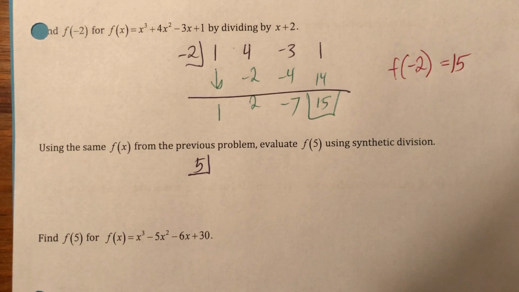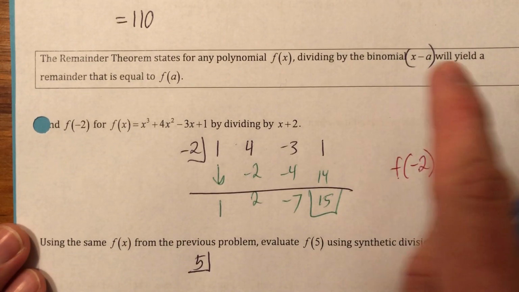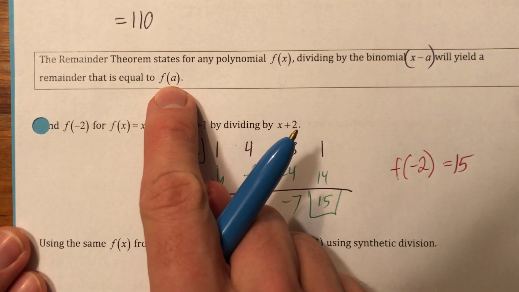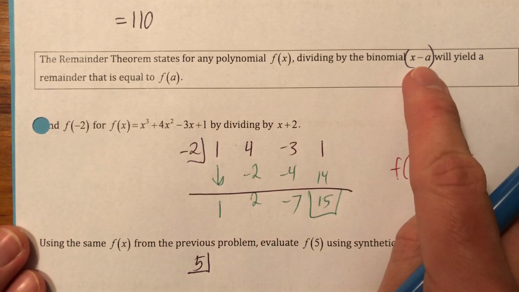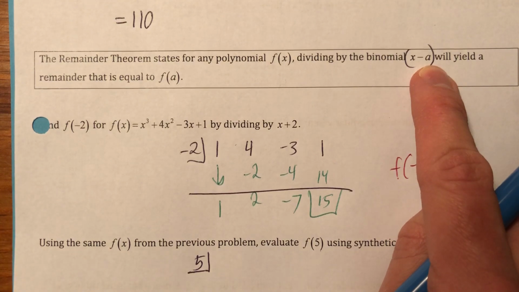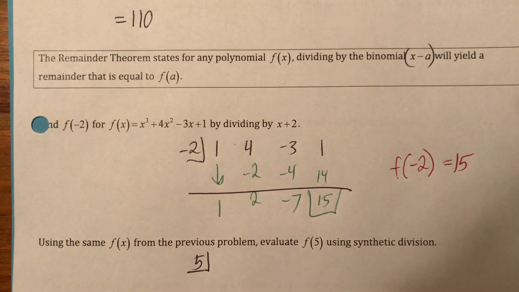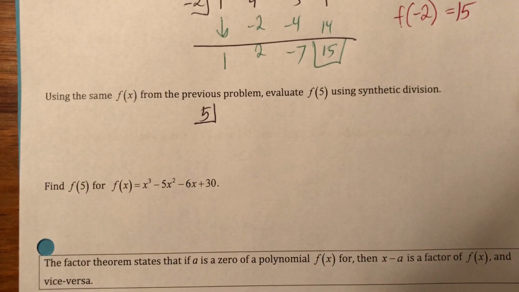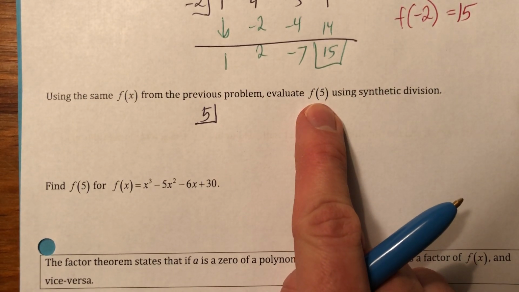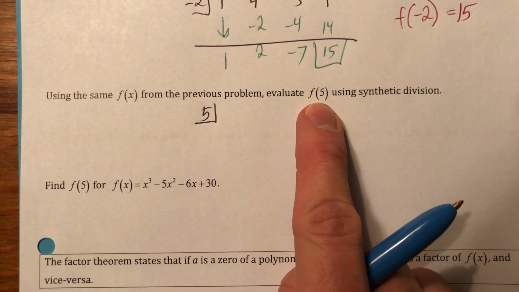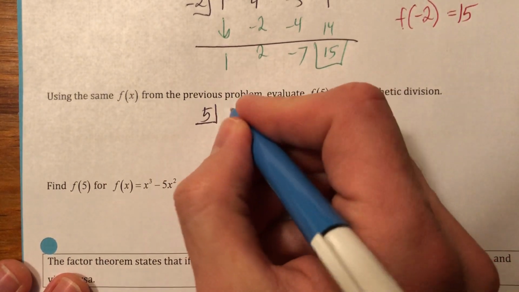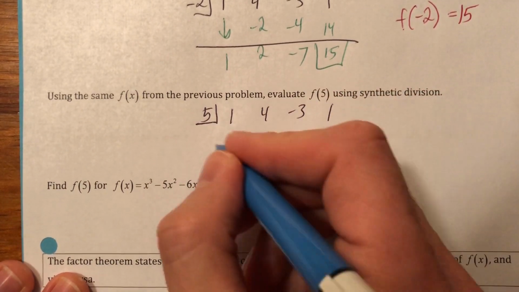Okay, and we change between the two, and I don't want you to get confused because sometimes I could evaluate it at a, or I could talk about dividing by x minus a, when the opposite of that is a. Okay, I think you got it. Sorry if I'm confusing, but use a 5. Same function from the last problem. So 1, 4, you're probably already done with this while I was rambling.